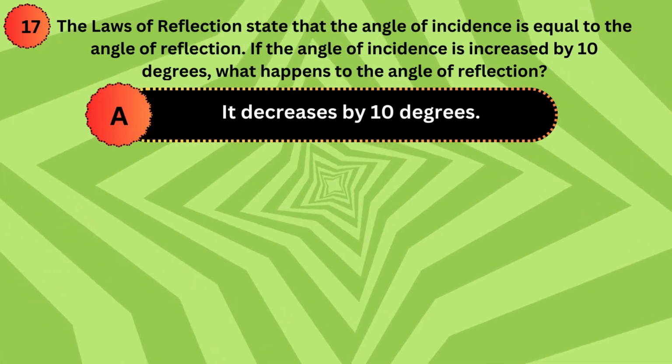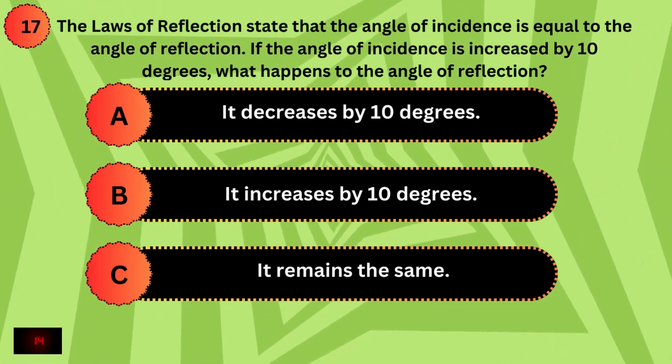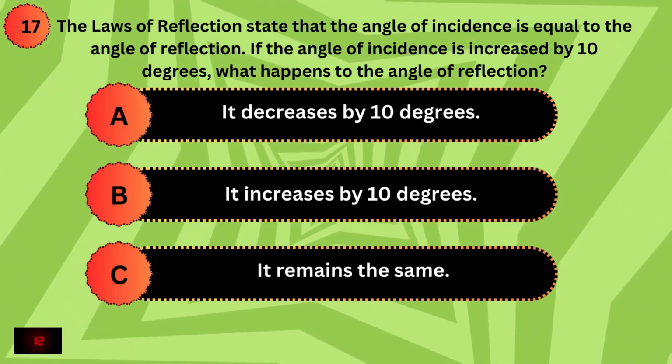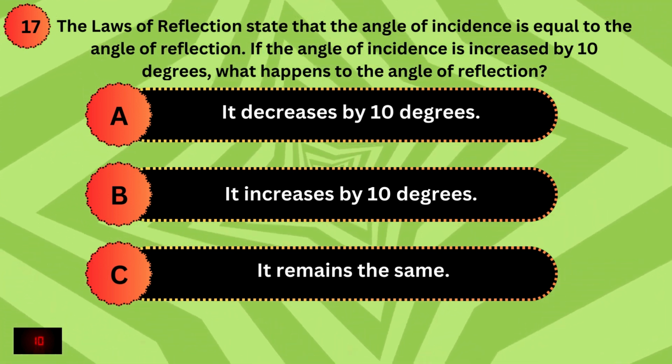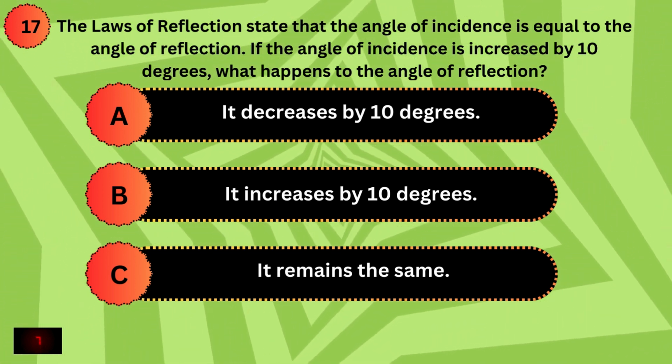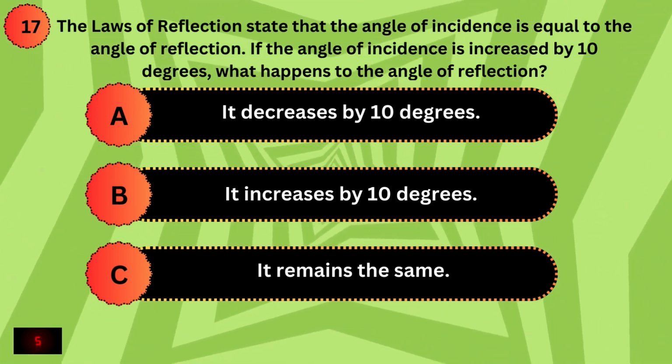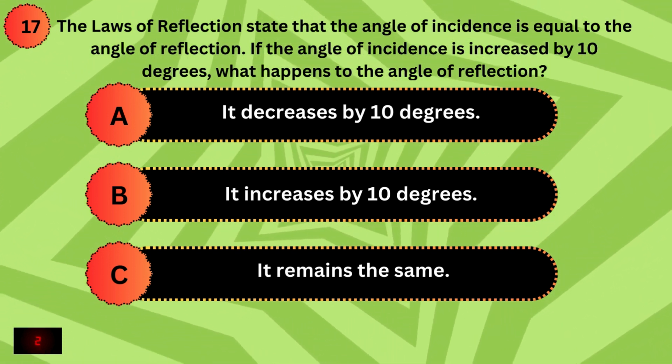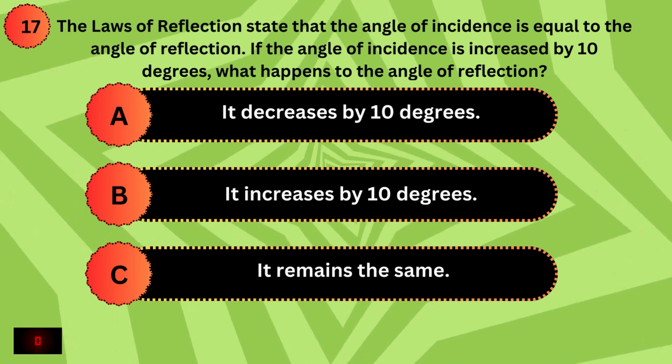The laws of reflection state that the angle of incidence is equal to the angle of reflection. If the angle of incidence is increased by 10 degrees, what happens to the angle of reflection? A. It decreases by 10 degrees. B. It increases by 10 degrees. C. It remains the same.